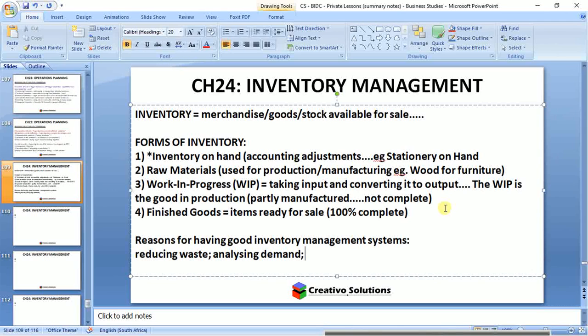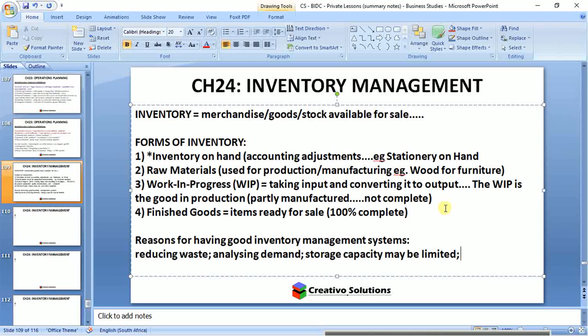Another bullet: very high inventory levels may result in excess storage. So storage capacity may be limited. If I've only got one storeroom, am I going to buy stock that's too much, that I can't fit in that storeroom? No, that's bad. Another reason for having good management systems.